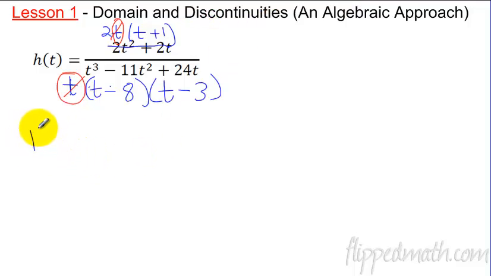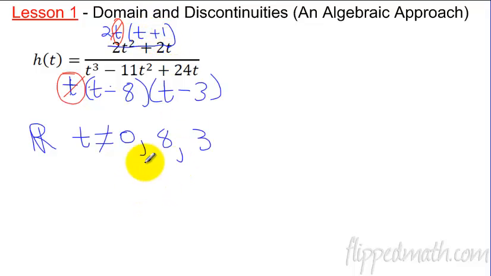So the domain is all real numbers except for t cannot equal 0, it cannot equal 8, and it cannot equal a 3. Those things would make a 0 on the bottom. The negative 1 does not matter. That's numerator, so we ignore it completely.